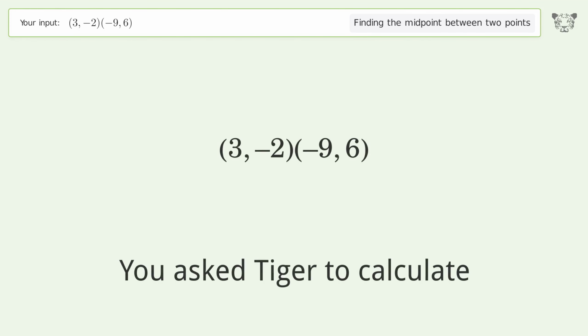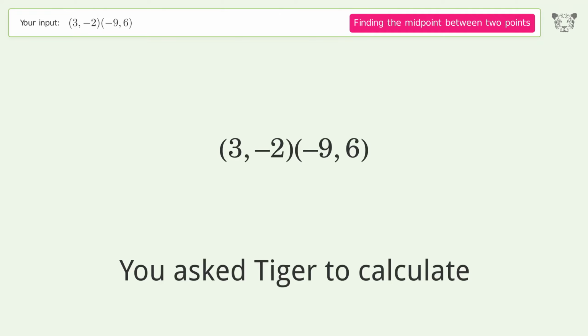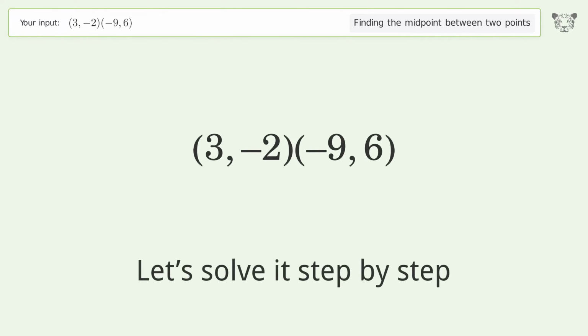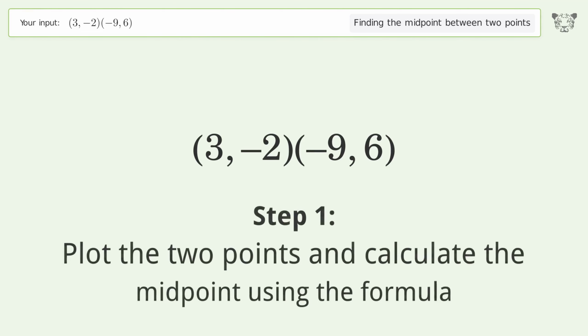You ask Tiger to calculate. This deals with finding the midpoint between 2 points. The midpoint between the 2 points is -3, 2. Let's solve it step by step. Plot the 2 points and calculate the midpoint using the formula.